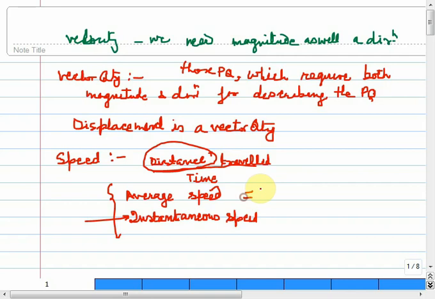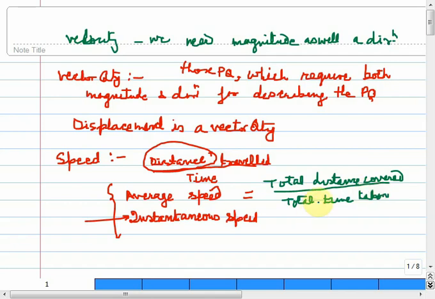Average speed is equal to total distance covered by the body upon total time taken in covering that distance. And what is instantaneous speed? Speed at any given time. Speed of the body at any given time.